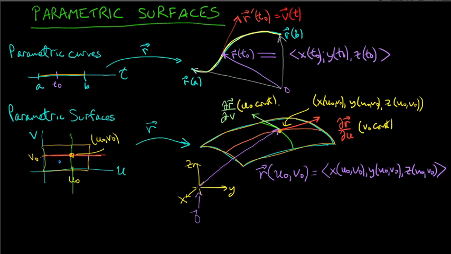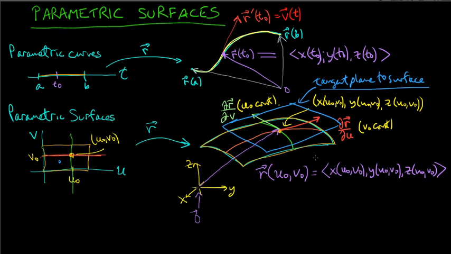So these two vectors, the red one and the green one here, span a plane. And we can think of that plane as the tangent plane to the surface. In much the same way that when you take the derivative of r on the curve here, you get a tangent vector to the curve. But for a surface, you need two tangent vectors to span a plane.